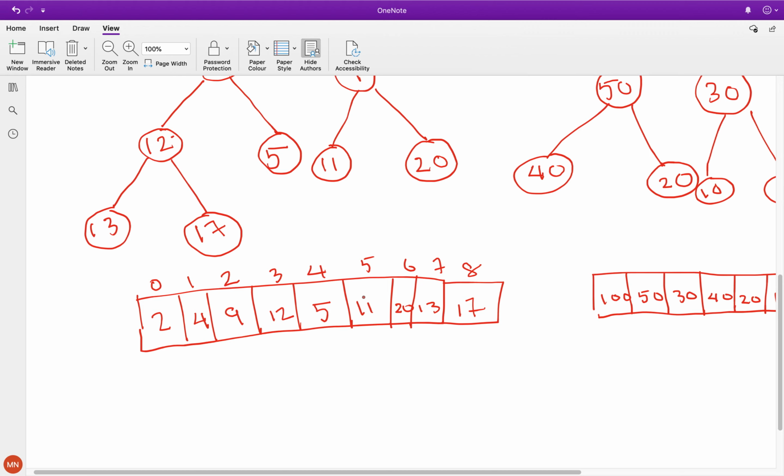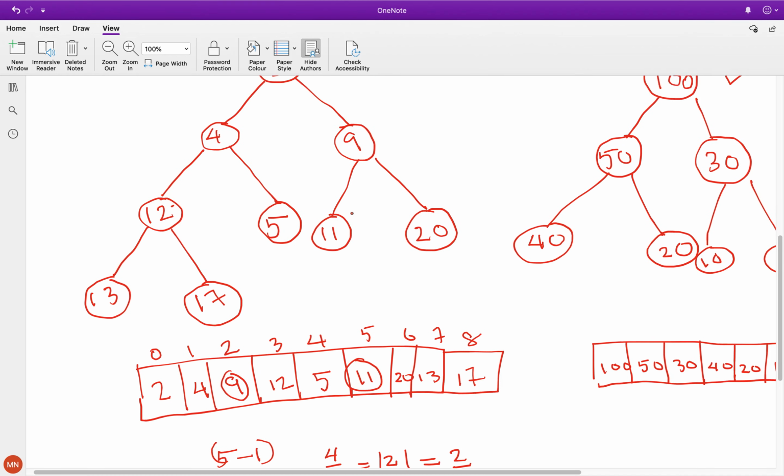Suppose we take the example of the number 11. If you want to find the parent of the number 11, you take its index 5, subtract 1, then divide by 2. So here it is 4 / 2, which is 2. Then you find the integer value which is less than or equal to the given number. The integer value less than or equal to 2 is 2 itself. That means the parent of 11 will be at index 2.